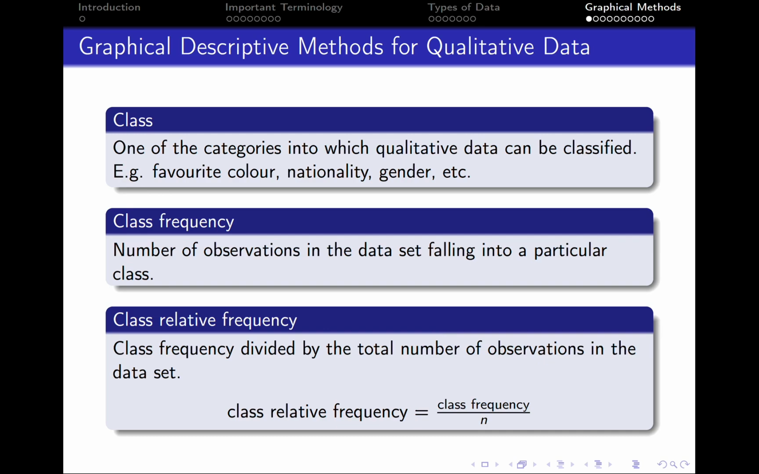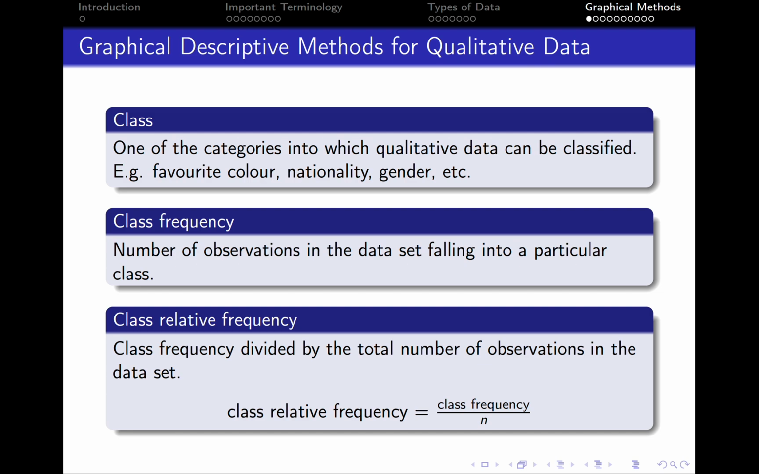In this video, I would like to discuss various graphical methods that exist for depicting qualitative and quantitative data, and I would like to start with the descriptive methods for qualitative data. To understand how this data can be presented on a graph, you need to know three terms: class, class frequency, and class relative frequency. So class, this is one of the categories into which qualitative data can be classified.